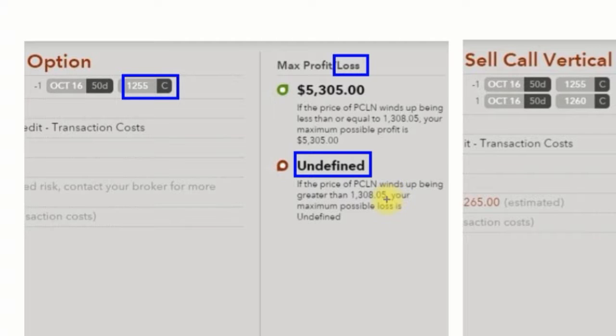That's because, believe it or not, I spoke to the software developers and I told them that unlimited was a bad term to use. I thought undefined was much better, and they agreed with me. So from now forward, we're actually going to see undefined listed here as opposed to unlimited loss.